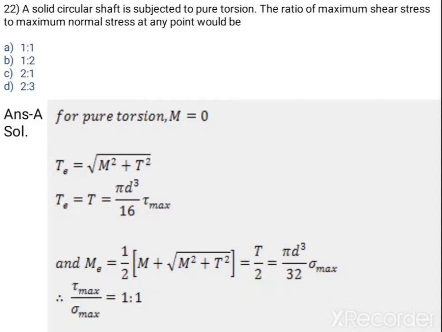Again you can put T as T and M as T by 2. So you will get the ratio as T by 2 into 2 by T. That is nothing but 1 is to 1, and the correct option is option A here. So, a little bit of problem solving here.